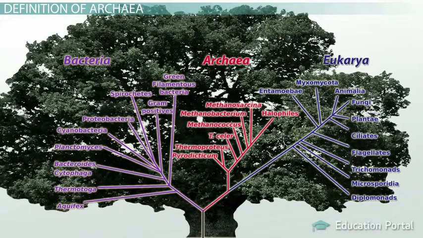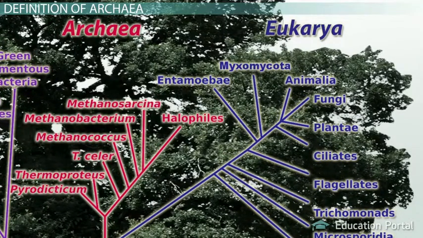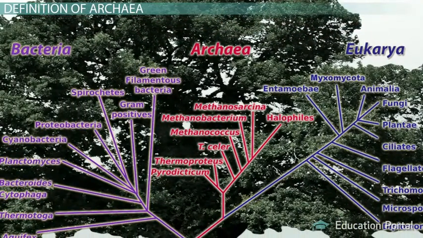Looking at the phylogenetic tree again, you can see that the Archaea domain is on the right, next to the eukarya branch. This means that despite the Archaea being prokaryotic and unicellular, like bacteria, they are genetically closer to the eukarya. This statement can be a little deceptive, however.